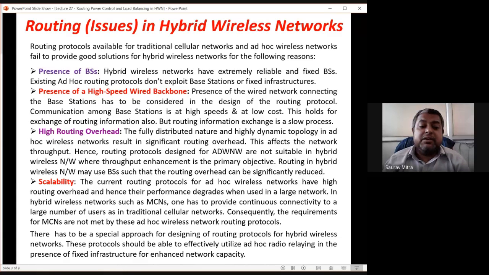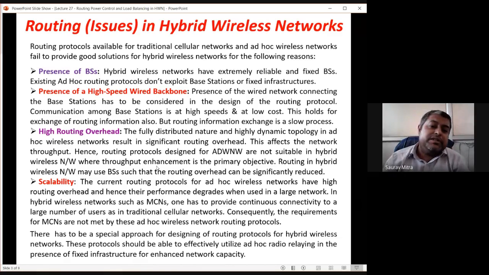Okay, so a hybrid network, whenever we are talking about it, is using all the positive features of an ad hoc network as well as fixed infrastructure, that is, the cellular network. So a special approach in designing the routing protocol is required for hybrid networks. So this question must be asked: what are the issues in hybrid wireless network routing protocols compared to ad hoc network and cellular network?